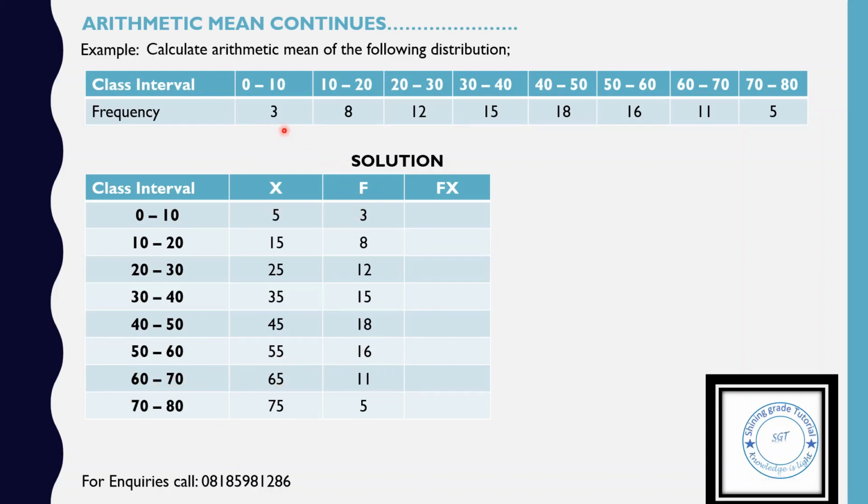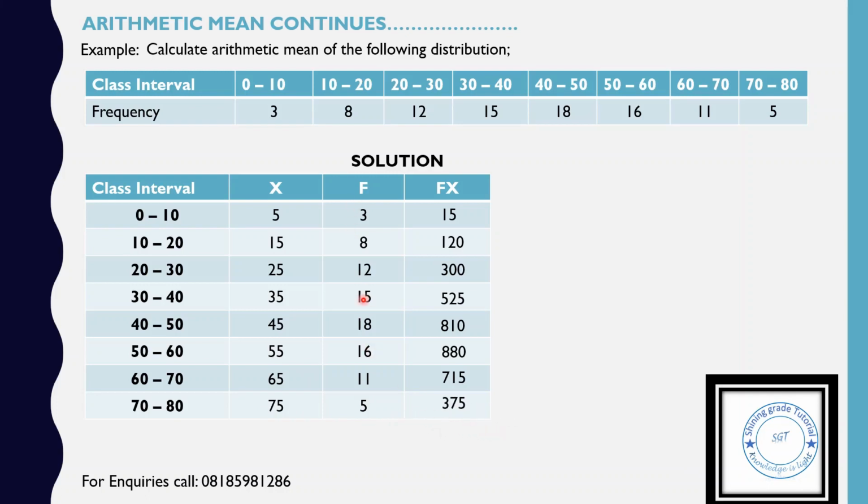Your f values, your frequencies, will all be listed, and you get your fx. So when you multiply 5 times 3, that gives 15. 15 times 8 gives 120. 25 times 12 equals 300. 35 times 15 equals 525. 45 times 18 amounts to 810. 55 times 16 equals 880. 65 times 11 equals 715. 75 times 5 equals 375.